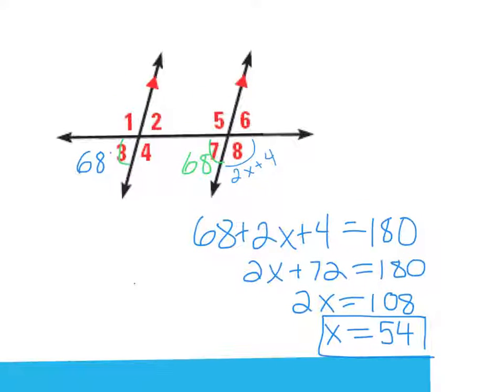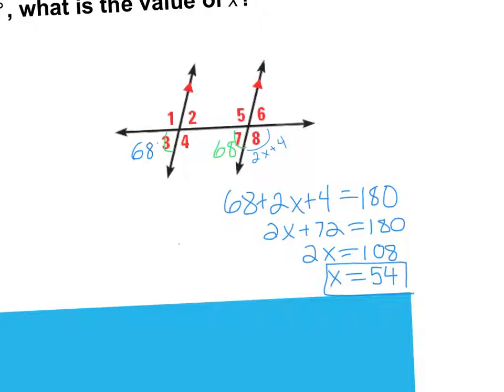Walk me through how you do it. Remember, there's a bunch of different ways to do it. I did 180 minus 68, which is 112, and I knew that 2x plus 4 equals 112. So I did 112 minus 4, and I got 108, and then I divided that by 2 to get x, and I got 54. That works. Did anybody else do different angles, not even the angles on the bottom? Because what's the relationship between 3 and 6? Alternate exterior, right? And then 6 and 8, linear pair, right? So there's a lot of different ways to do it.